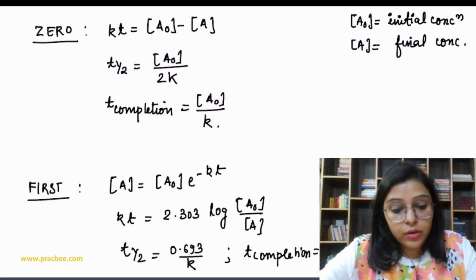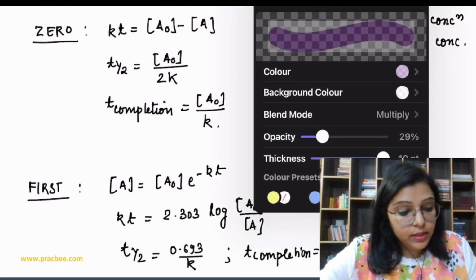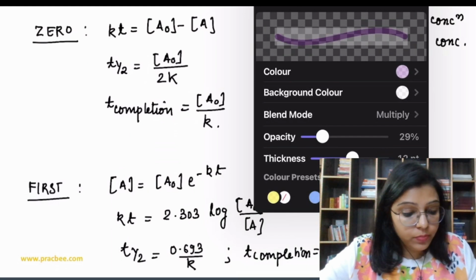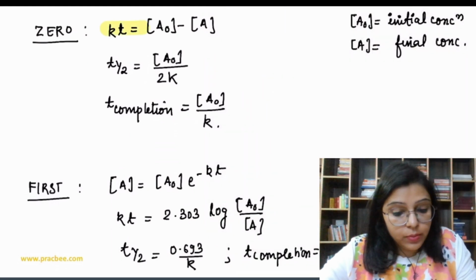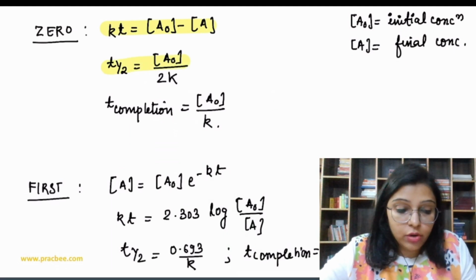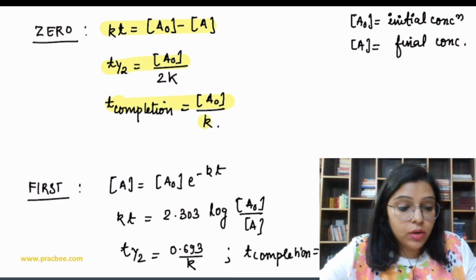So for the zero order, we have Kt is equal to initial concentration of the reactant minus final concentration. T half is A naught upon 2K and T completion is A naught by K. Okay, so A naught is the initial concentration, A is going to be the final concentration.